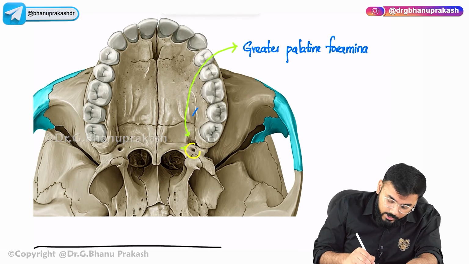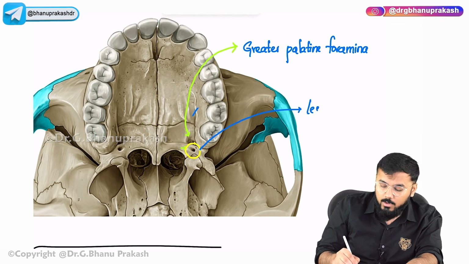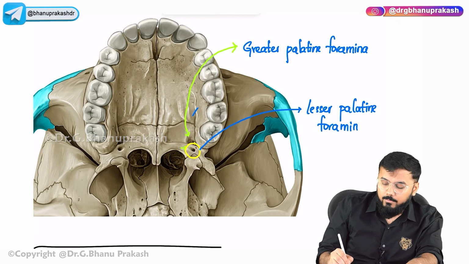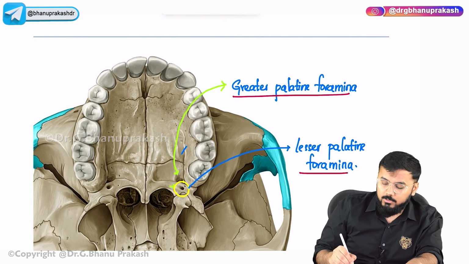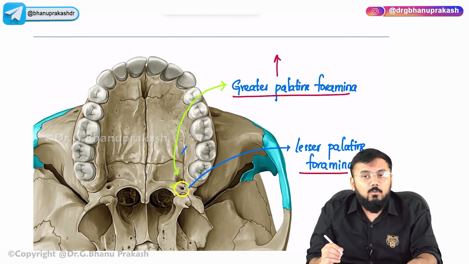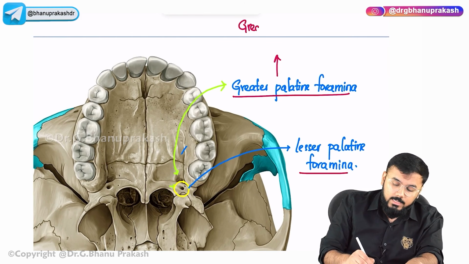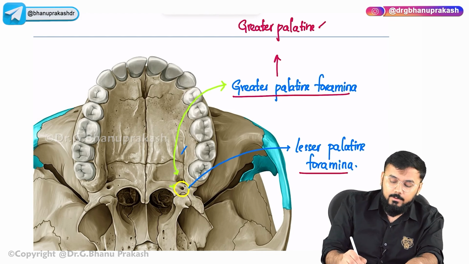And this particular foramen which you can see over here is called the lesser palatine foramen. One is the greater palatine foramen, and this is the lesser palatine foramen. What passes through the greater palatine foramen? The greater palatine artery, vein and nerve.